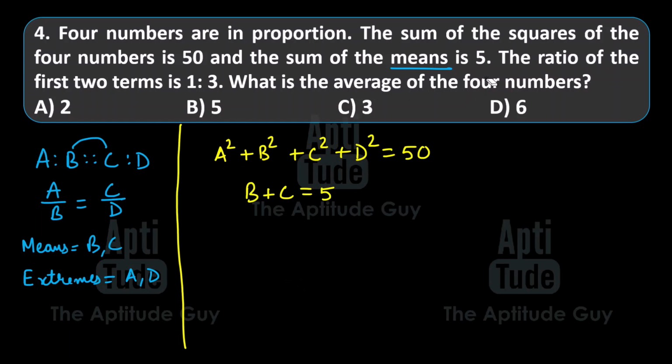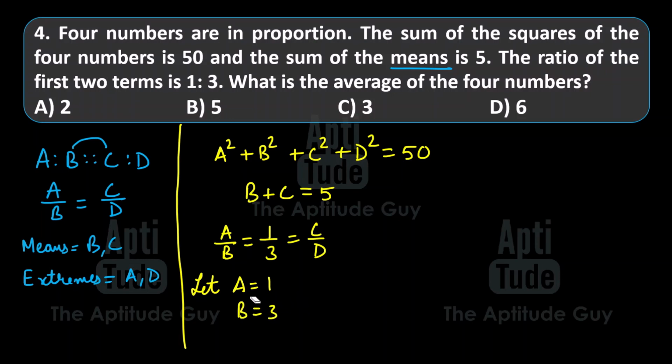Now let's see what happens. Ratio of the first two terms is 1 is to 3. So a by b equals 1 by 3. But this is also equal to c by d because they are in proportion. A by b equals c by d, which is 1 by 3. Now this is what we do. We assume let A be 1 and B be 3.